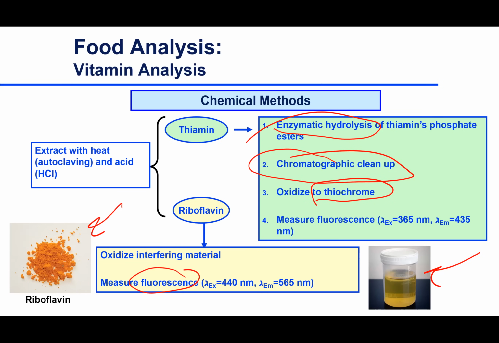The reason you do that is because thiochrome is very, very fluorescent. Thiamine itself is not fluorescent, but when you convert it to thiochrome, it is intensely fluorescent, and that makes it easier to measure. Measuring things that are fluorescent is much easier than measuring things that absorb at a particular wavelength. Riboflavin is inherently fluorescent, as I just mentioned, which you can prove to yourself, so you don't need to oxidize it. The point is that there are a lot of different methods for analyzing vitamins. It's rare that the same method can be applied exactly to more than one vitamin.